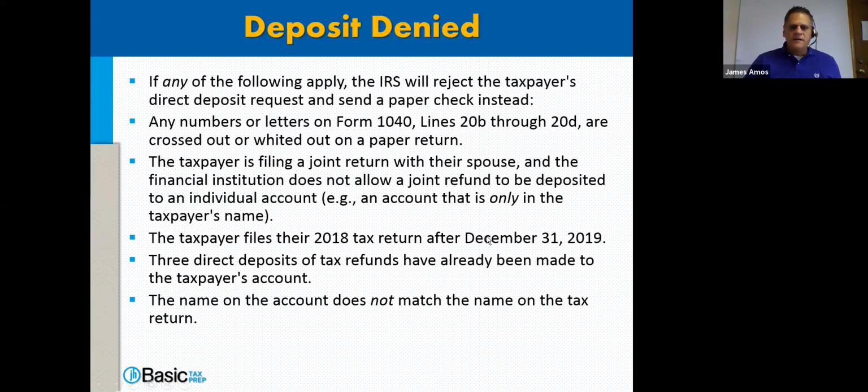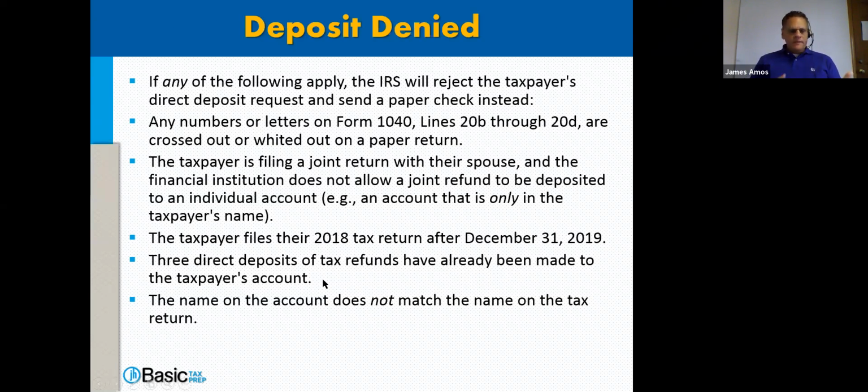Basically, if you don't get it done by December 31st of 2019, you can still get your refund, but you cannot do direct deposit. In other words, anything that's overdue and without permission, and all of them by this point are overdue and without permission, are going to have to be a paper check. And that's only to protect from people fraudulently claiming returns that don't belong to them. Also, if three direct deposits of tax refunds have already been made to the taxpayer's account.